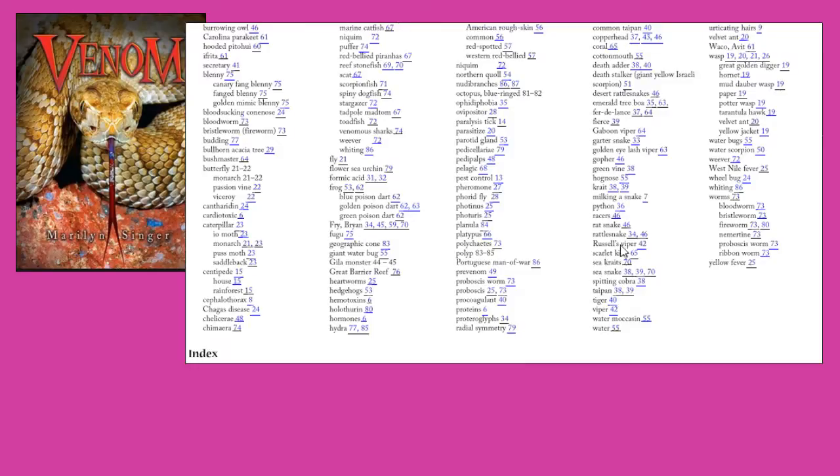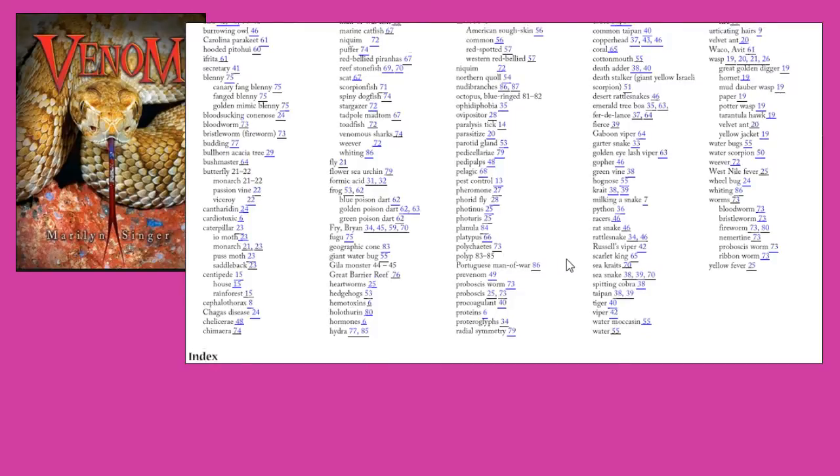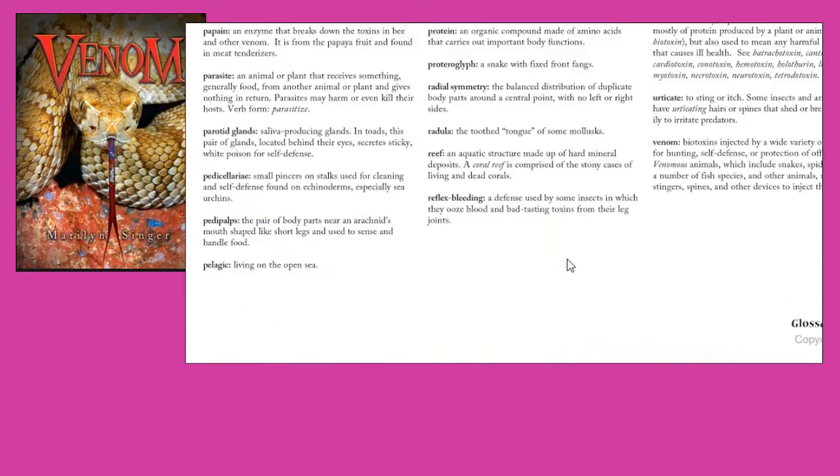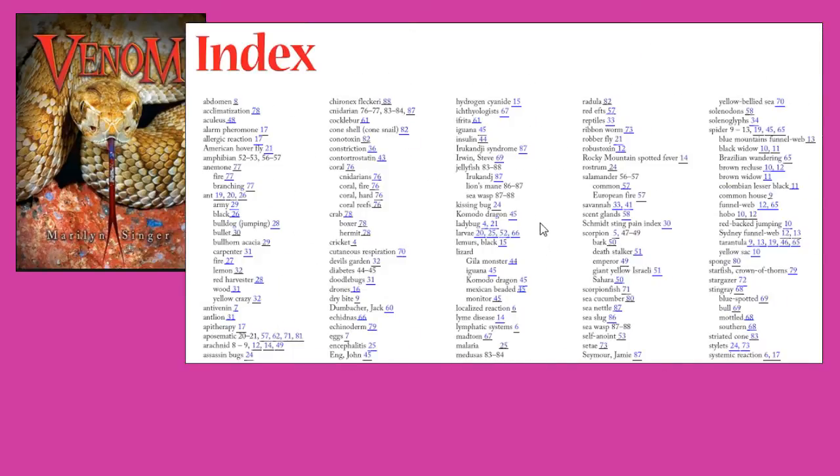I'm going to just check the S's real quick for Springbok. Scarlet king, sea krait, sea snake, spitting cobra, taipan. It doesn't look like there's any information in the book Venom about the Springbok Gazelle.